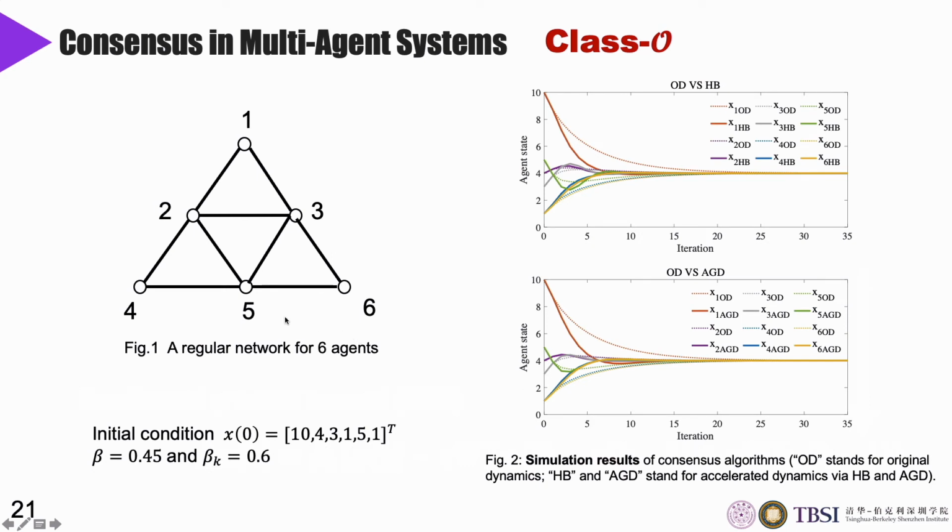And this is a simple 6-agent case simulation result. As we can see, those solid lines are those using our control method, and it converges much faster than the best ones. The first sub-figure is applying HB method, and the second sub-figure is applying HD method.